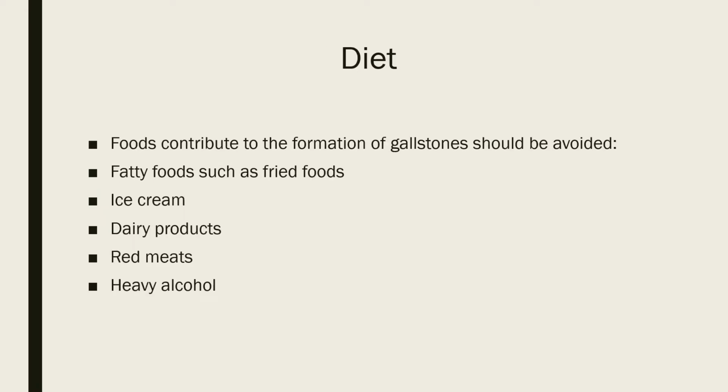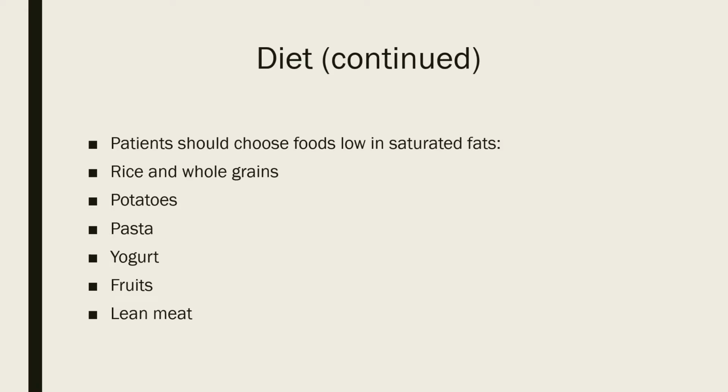So diet nutrition is going to play a very huge part in this disorder. Foods will contribute to the formation of gallstones, and some of these foods should be avoided. And they are fatty foods such as fried foods, ice cream, dairy products, red meats, and then heavy alcohol. All of the things that we really enjoy, right? So therefore, patients should be choosing foods that are low in saturated fats, such as rice and whole grains, potatoes, pasta, yogurt, fruits, and lean meats.